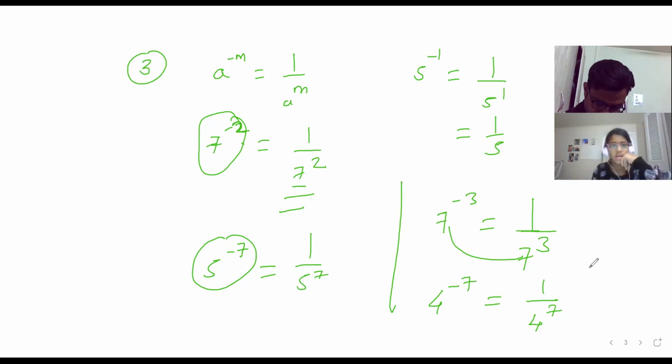Okay. The next law of exponents is, suppose a raised to m raised to n is there, like this, then it becomes a raised to m times n. I'm giving an example. Suppose 7 raised to 2.